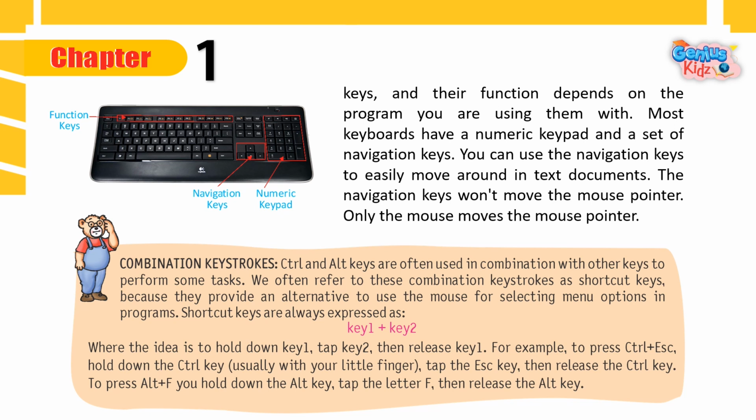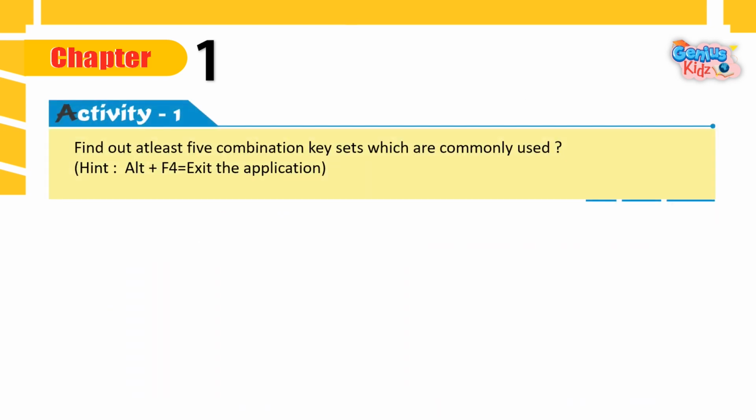For example, to press Ctrl plus Escape, hold down the Control key, usually with your little finger, tap the Escape key, then release the Control key. To press Alt plus F, you hold down the Alt key, tap the letter F, then release the Alt key. Activity 1. Find out at least 5 combination key sets which are commonly used. Hint: Alt plus F4 is equal to exit the application.